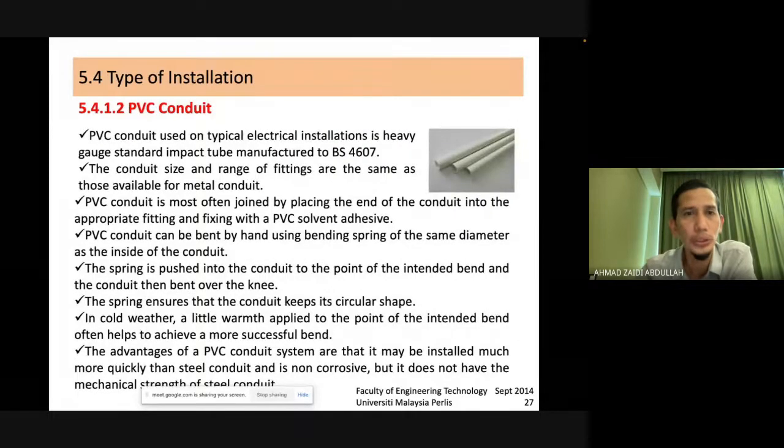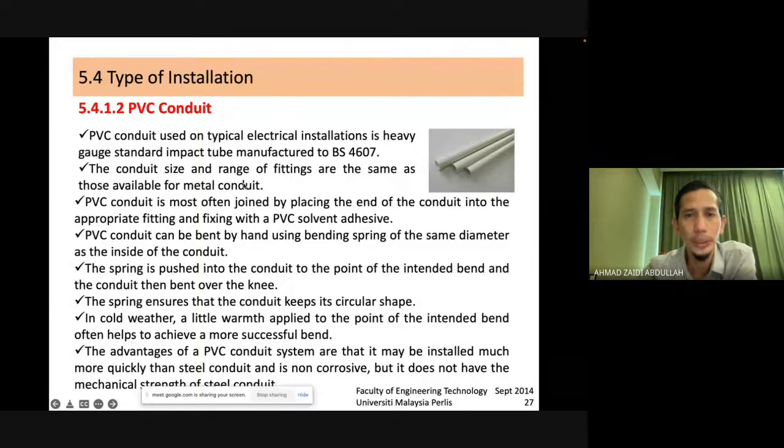Okay, and then this is the PVC conduit. So I believe that most of you have seen this PVC conduit with white color lah. Okay, so normally typical electrical insulation is heavy gauge impact, manufactured to standard BS 4607. So after this, kalau you nak pergi check tu ataupun you nak beli conduit, you just check dia ada standard, dia label dekat conduit tu. You just check is it fulfilled under standard BS 4607. Kalau it's not stamped with that label, so meaning that you cannot use that conduit.